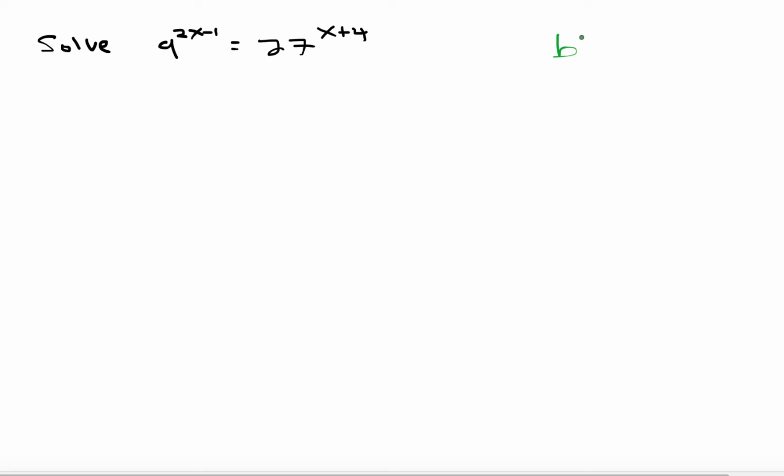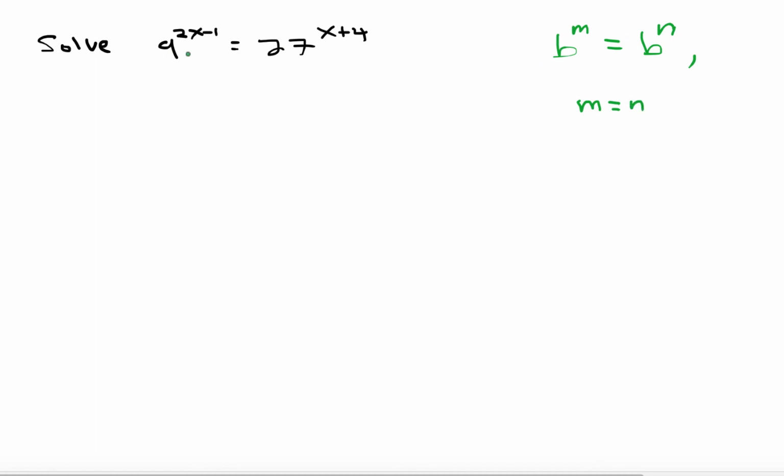right? If b to the m power is equal to b to the n power, so we have two sides, but the key is that both bases are the same, and we have different exponents, well, we can actually conclude then that m is equal to n. We can conclude that the exponents are equal.